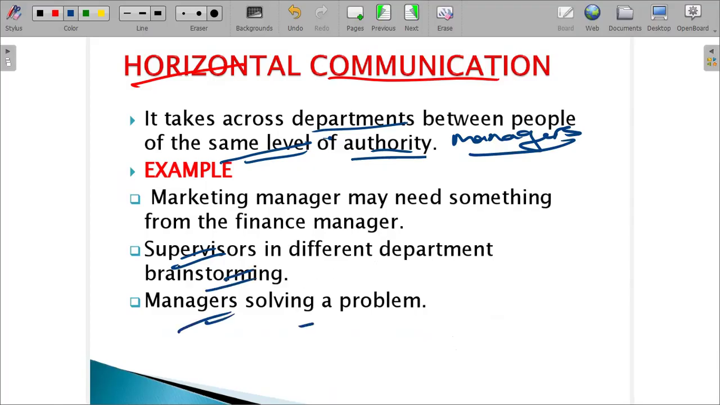Managers can also do what you call problem solving, right? That's horizontal communication.